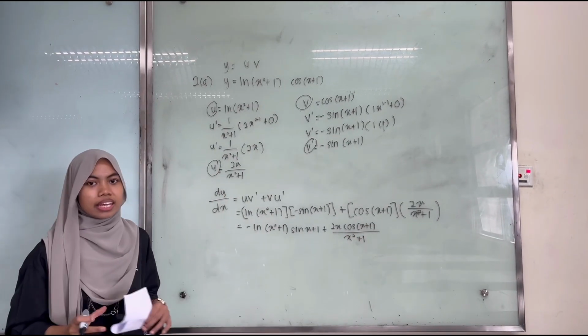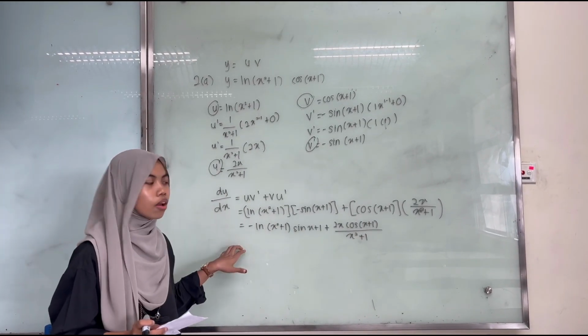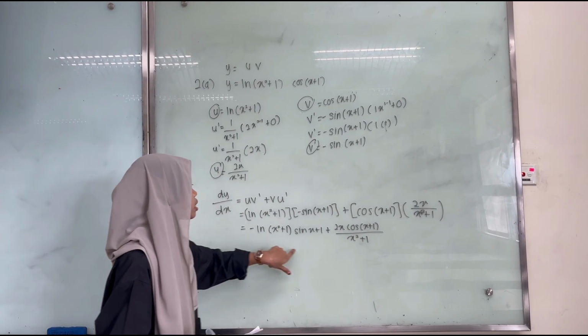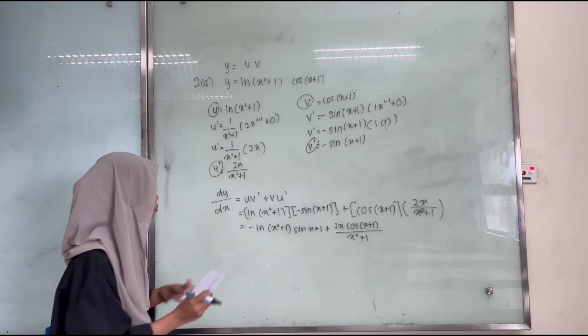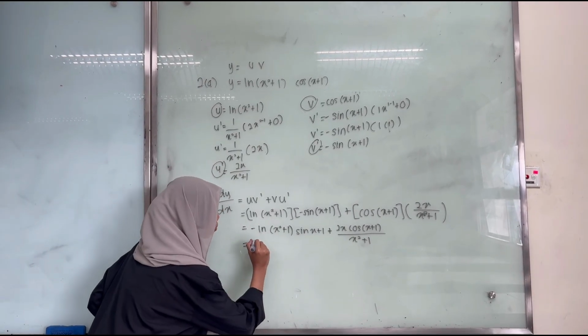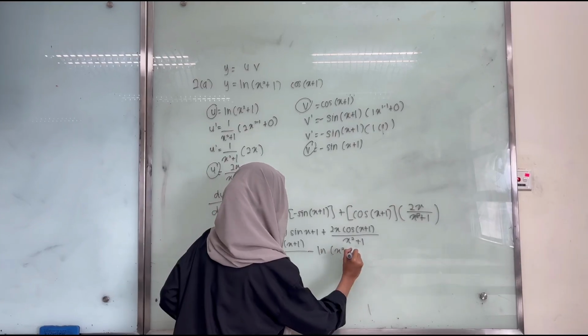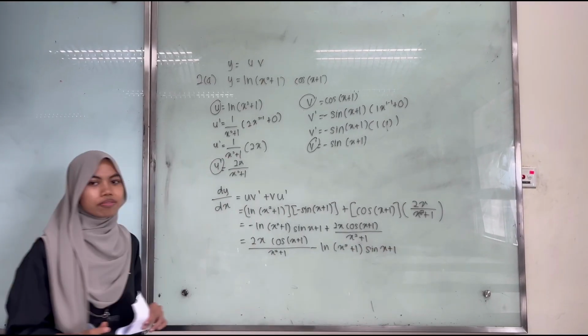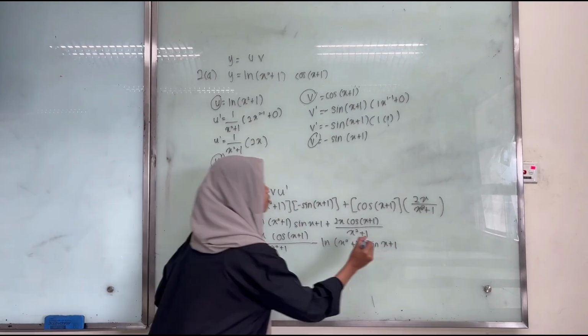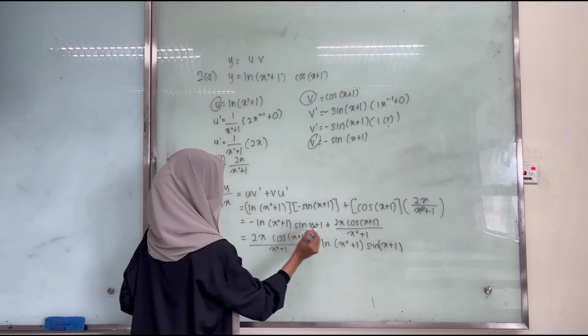Okay, you can either choose to leave your answer as it is, or you can move this function to the back because it has a negative here. So I will move it to the back. So this will be the final answer. Oh, don't forget to put the bracket here.